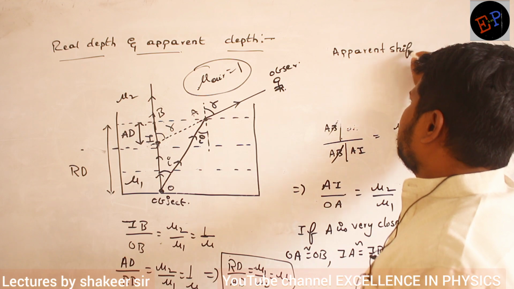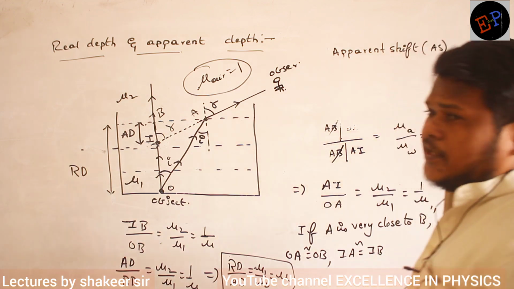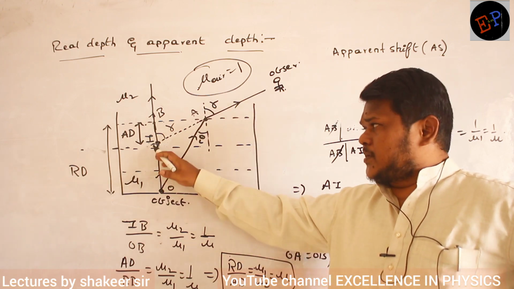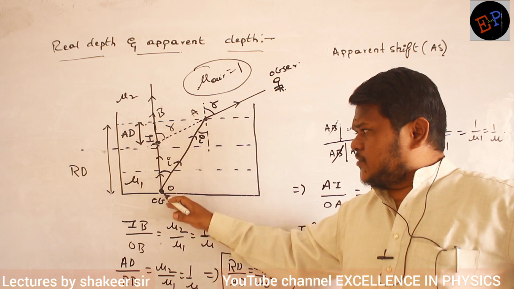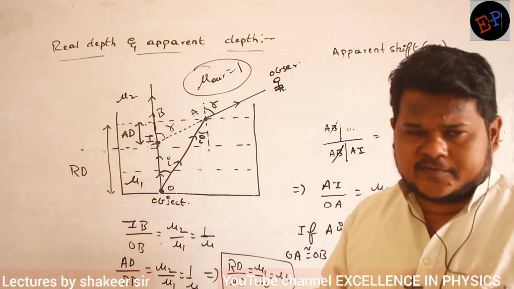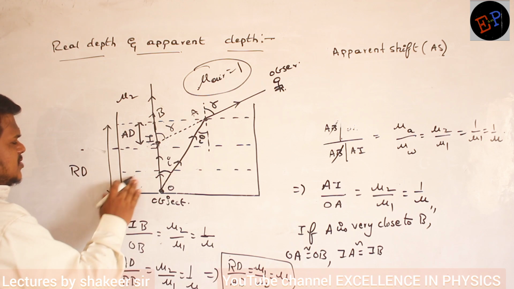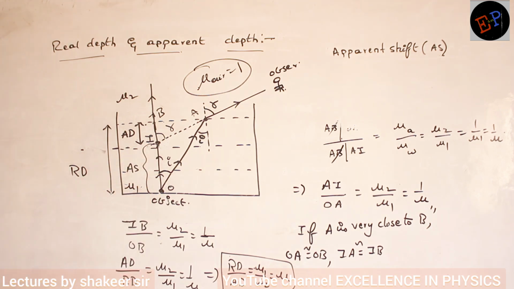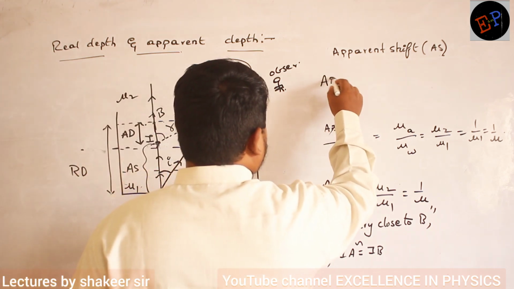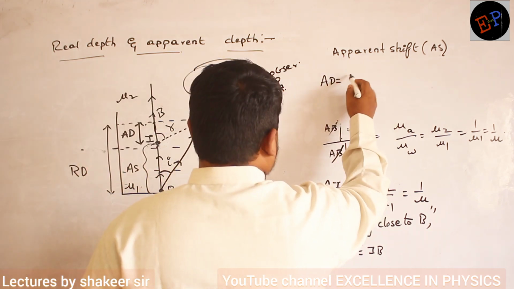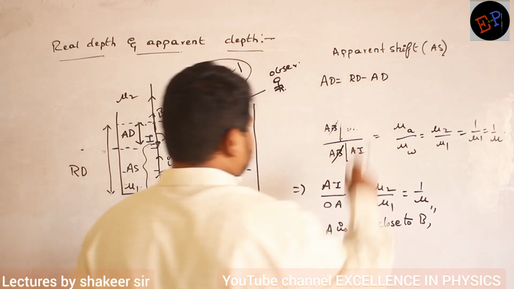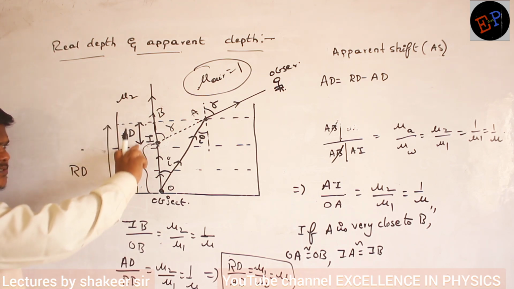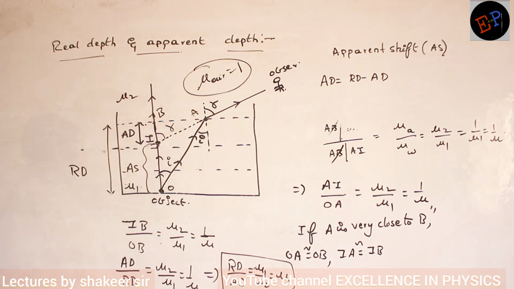Apparent shift. Okay, what is meant by apparent shift? Actually the object is present here, but to this person the object is appearing here. So this shift of the object is called apparent shift. Therefore this distance is called apparent shift. So how can I calculate apparent shift? Apparent shift is nothing but real depth minus apparent depth. From the total real depth, if you remove the apparent depth, then the remaining distance is called apparent shift.